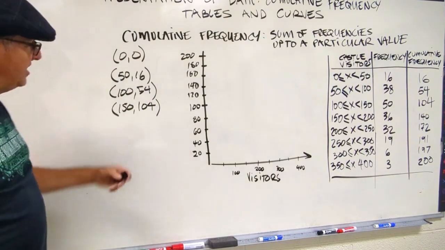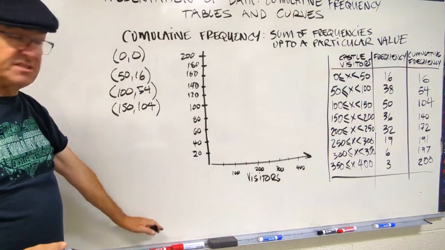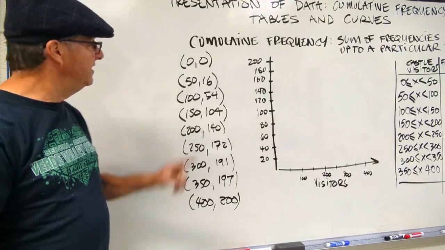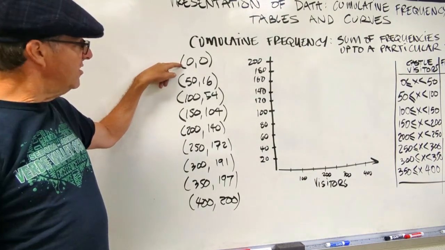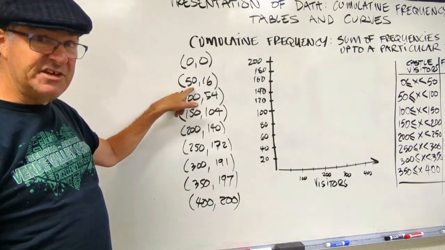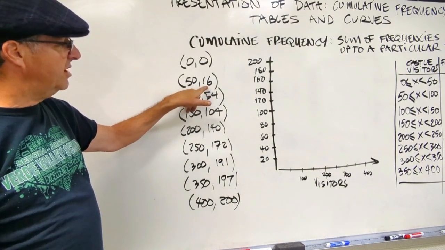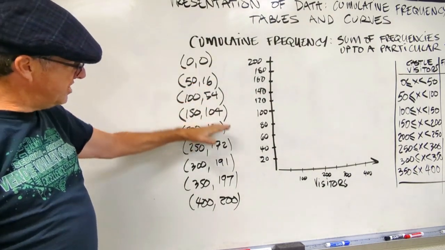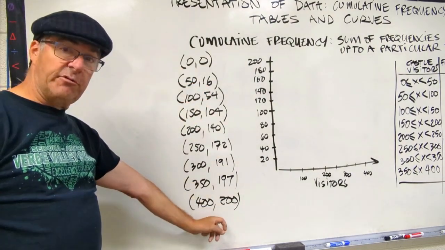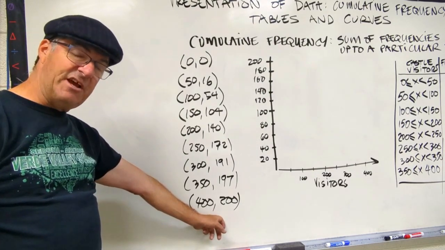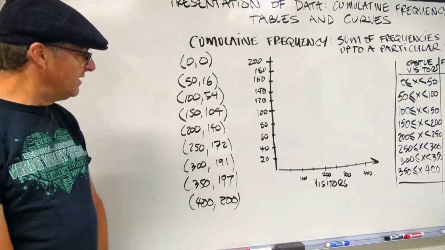So go ahead and pause the video and finish creating your points. All right, to summarize that point, your first one is 0, 0. Then you take the high end of each class along with its cumulative frequency, and that generates all of your points. So check your work, make sure you got these points. If you didn't, take a look at it, figure out what went wrong.